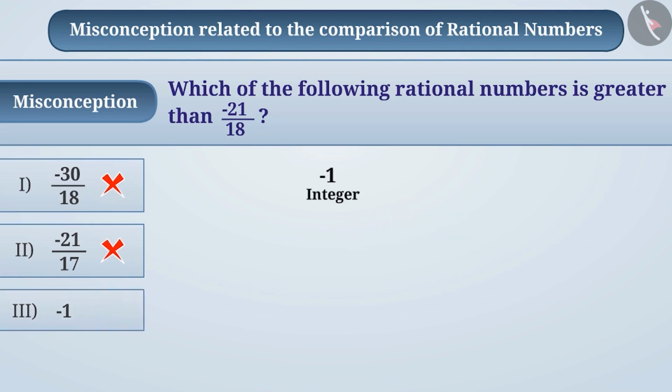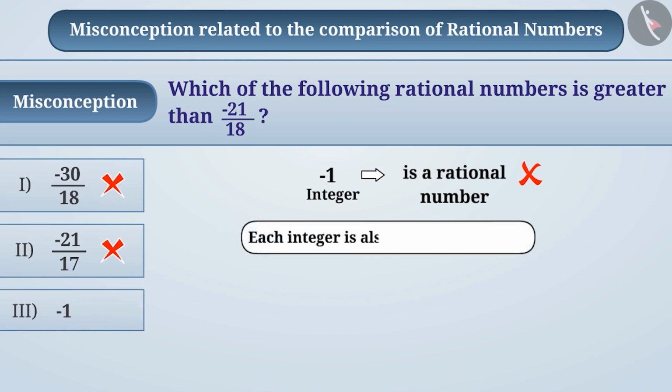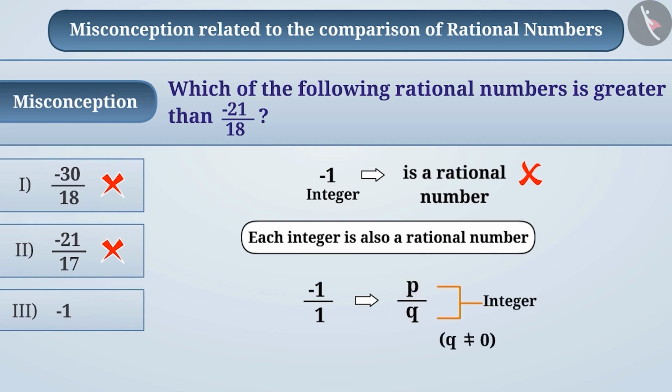Option 3 has an integer. Some students don't understand that an integer is also a rational number. So by looking at minus 1, they think that this cannot be the answer of the given question, which is incorrect. Every integer is a rational number because it can be expressed in the p by q form, where p and q are integers and q is not equal to 0.